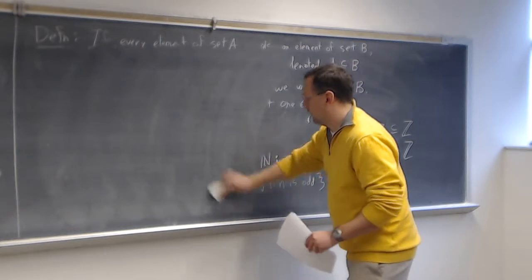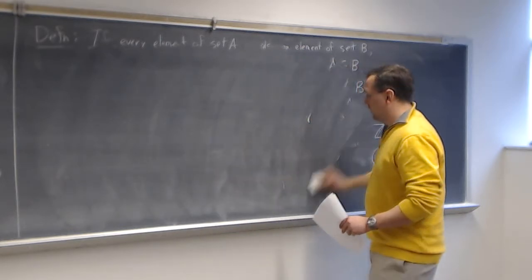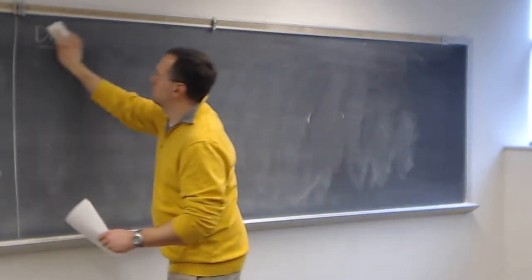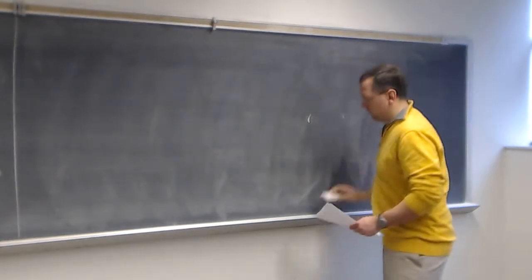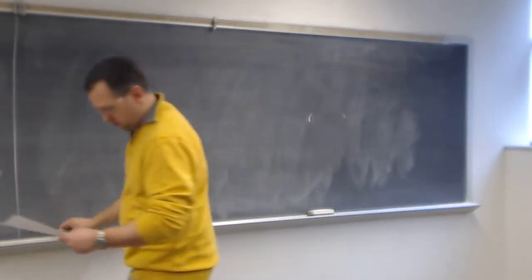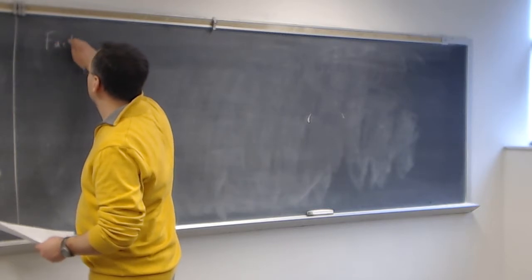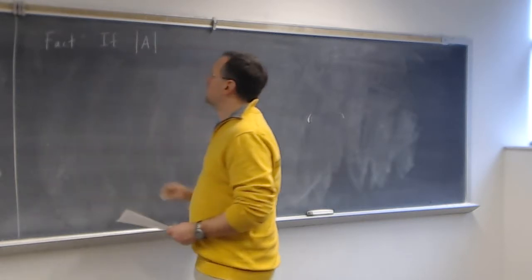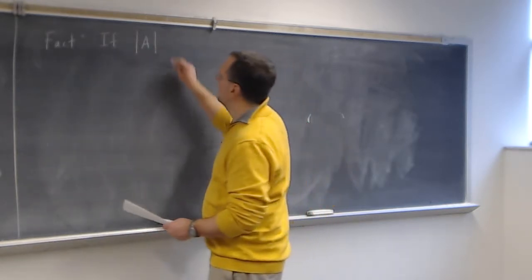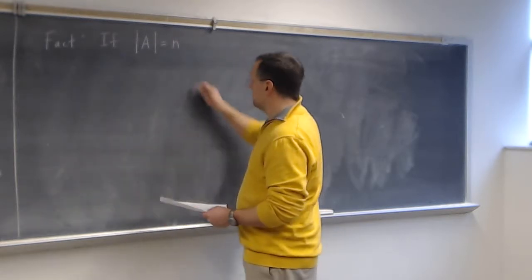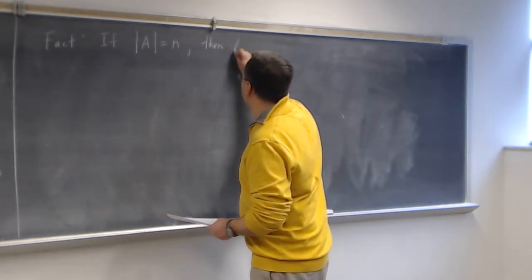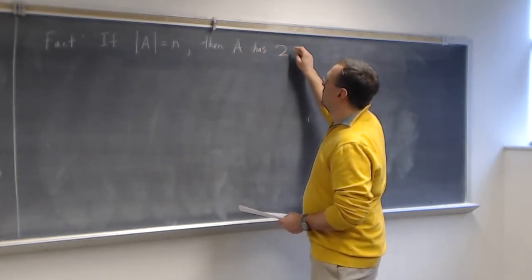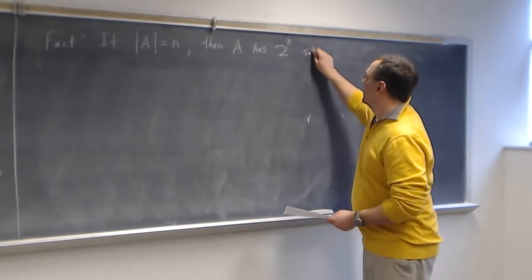So if you have an infinite set, you're going to have infinitely many subsets. But let's talk about this. So fact: if the size of set A is n, then A has 2 to the power n subsets.